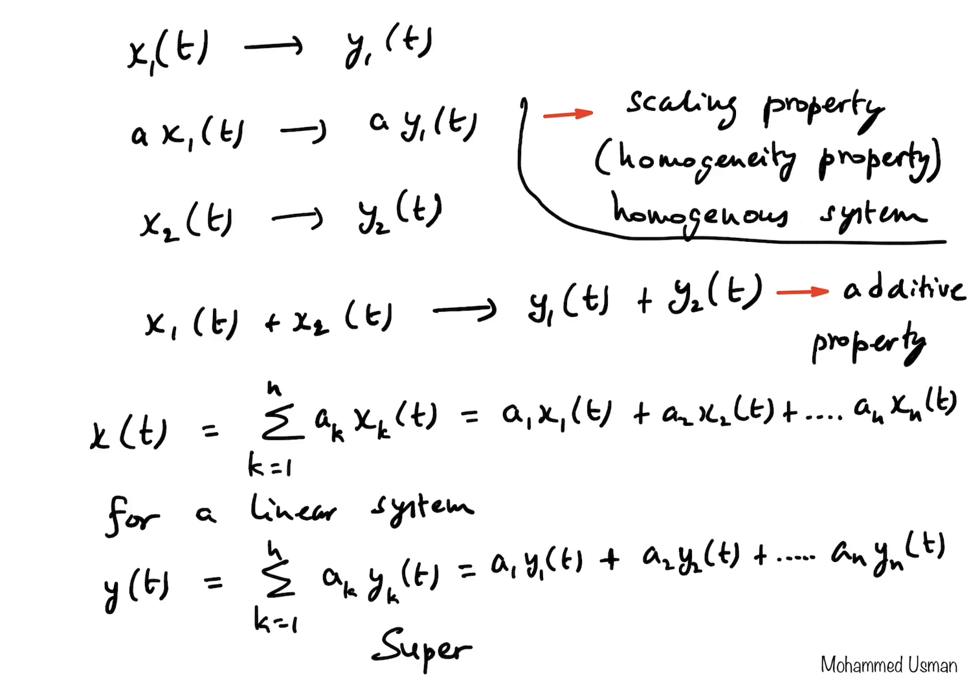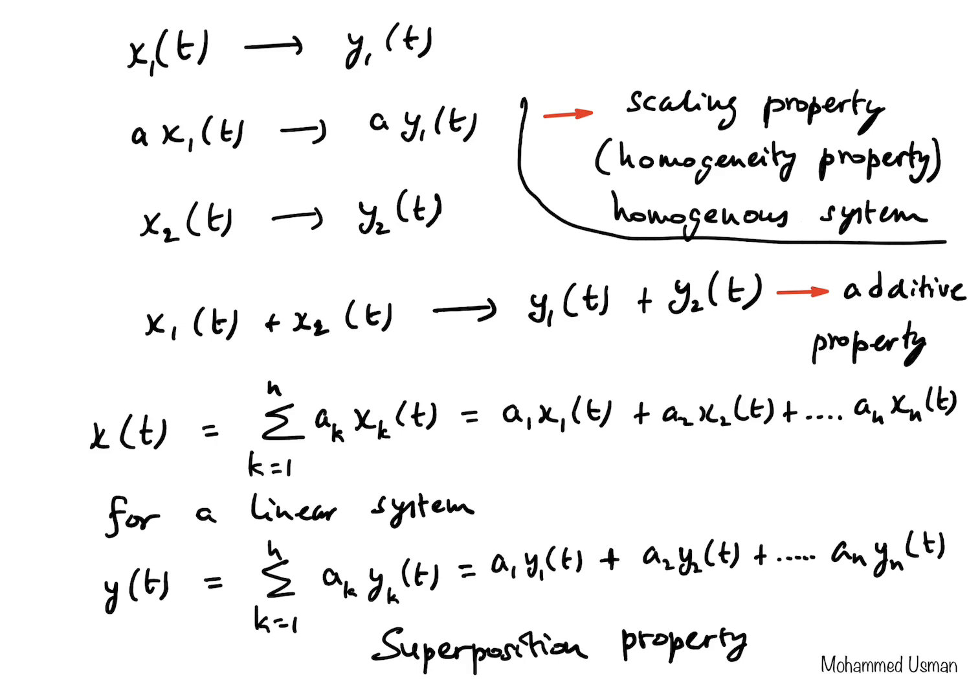So we write this as superposition. Basically it's a combination of the scaling property and the additive property. If the inputs are scaled and added versions of the original inputs, a1 x1 of t plus a2 x2 of t plus a3 x3 of t, then the corresponding outputs are also the scaled and added versions of the corresponding output signals. So we call this the superposition property, and it holds for a linear system.